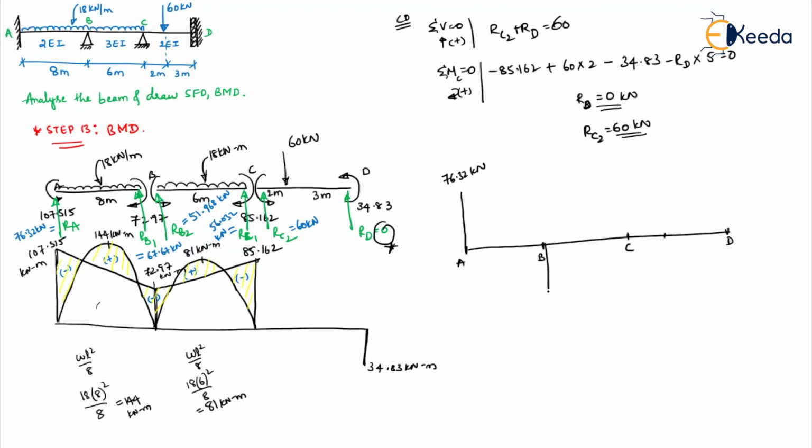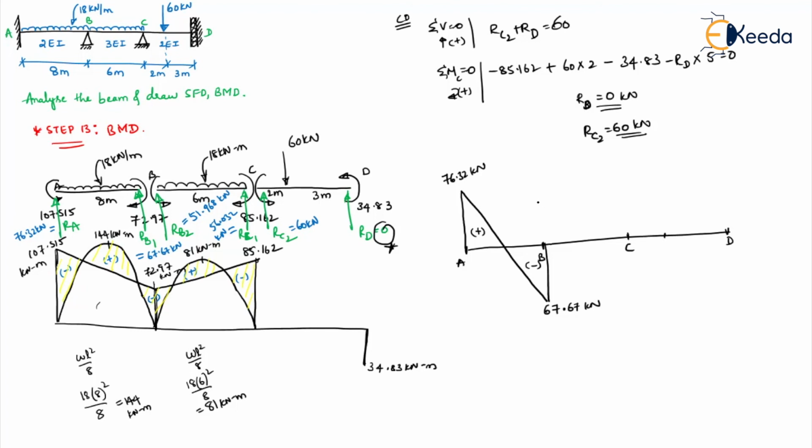So this should go down by how much? 67.67 kilonewton. Now there is a UDL here. So your shear force will be linear like this. So this will be a positive value and this will be a negative value. Then come to BC span. Again left up positive.